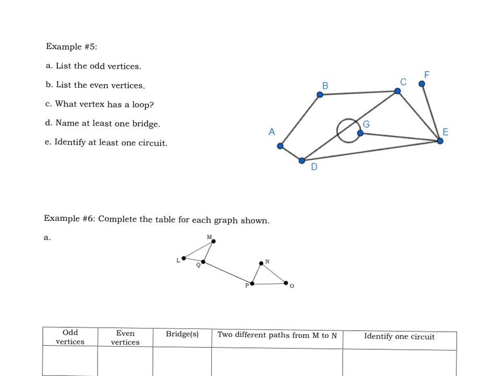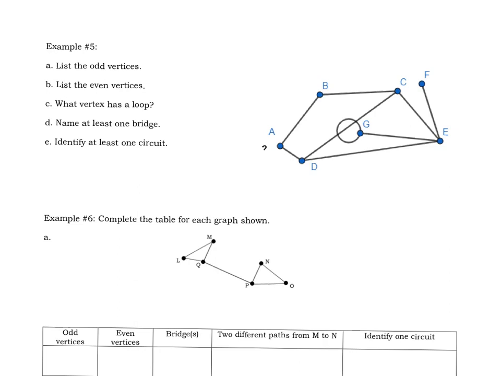Graph theory, example 5. So we're going to take all the vocabulary terms that we have learned so far, and we are going to try them out on example 5. So what I'd like to do is list the degree of every single vertex here, so I can list the odd vertices and the even vertices.